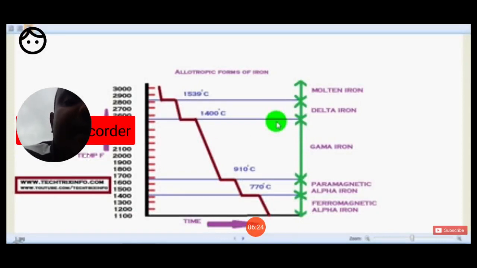From 1400 degrees centigrade to 910 degrees centigrade, this type of iron is a very stable form of iron. This type of iron is called gamma iron.